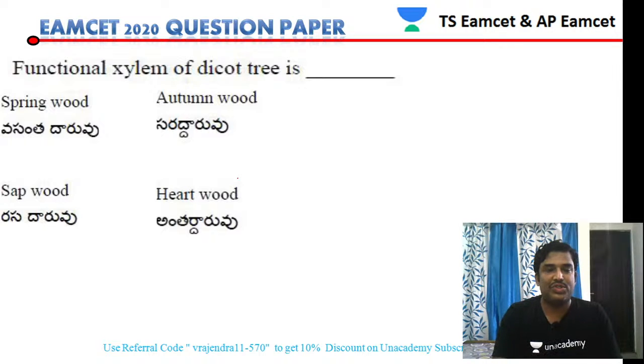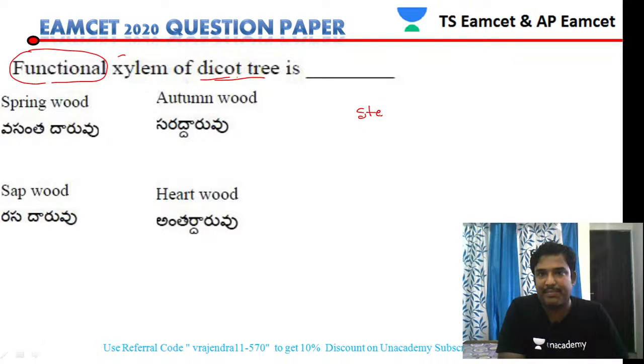So let us see the next question. Functional xylem of the dicot trees, that is the question. The question is asking about the functional xylem. That is the important point you have to remember here. So let us see about the functional xylem. What is this functional xylem actually in the case of a dicot tree? If the question is asking directly about a dicot tree, we will take it into consideration as a stem.